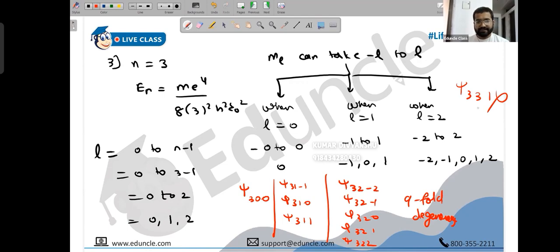This is important. Sir, how did you write psi 3, 2, minus 2? Where is L equal to 2? L is 2, right? Okay, okay, sir. So when L is 2, ML can be minus 2, ML can be minus 1, ML can be 0, ML can be 1, ML can be 2.